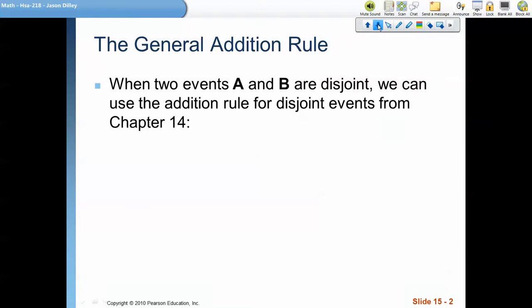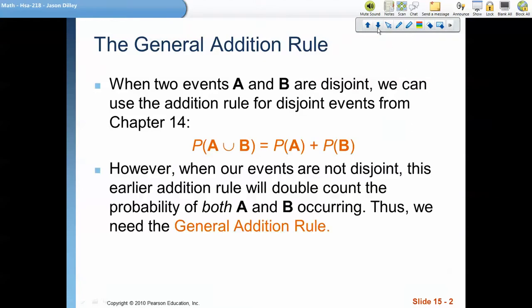So, okay, here we go. When we had disjoint events from chapter 14, we simply added the two probabilities. Probability of A or B was probability of A plus the probability of B. Okay? That works when the events are disjoint. However, when our events are not disjoint, that rule ends up double counting something.